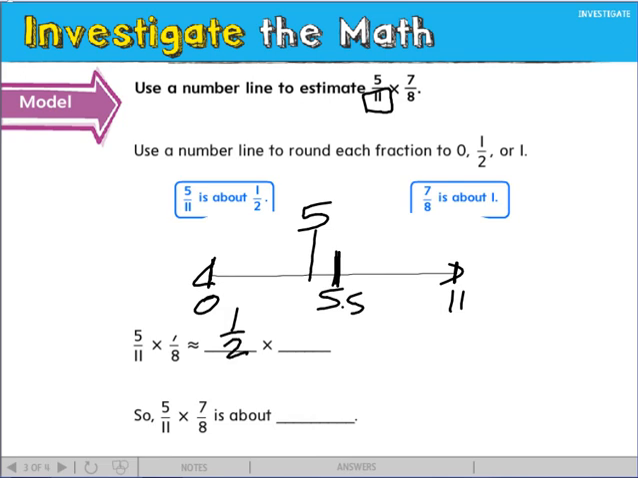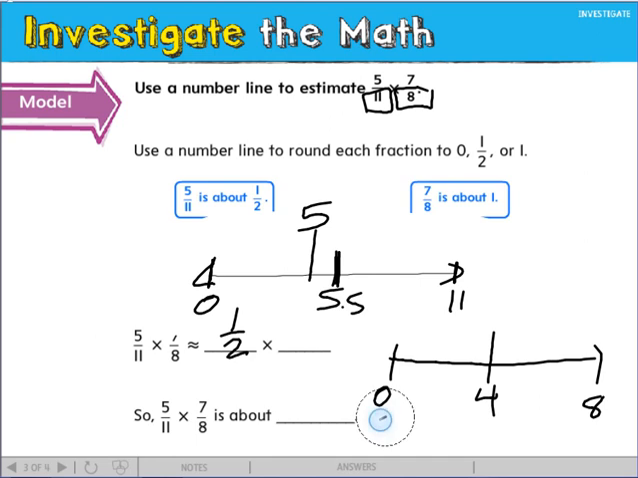Now the same thing goes. Our next number, we have a what on the bottom? An 8. So we're going to make another number line with 0 and 8. What's half of 8? 4. So 0, 1/2, 1.